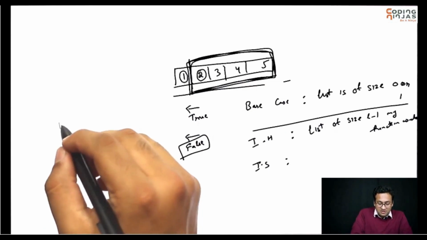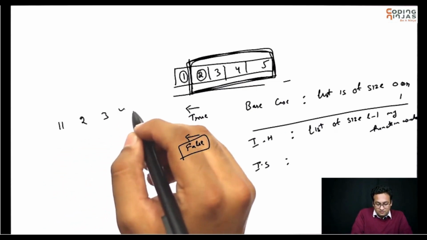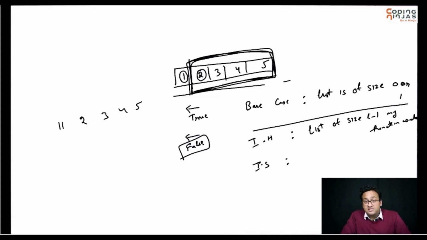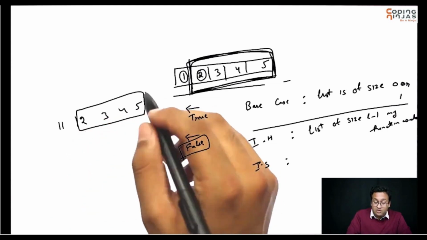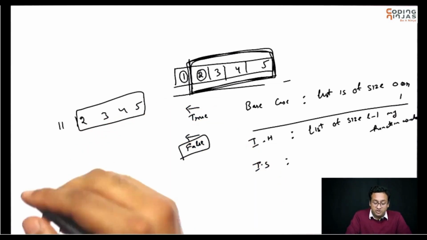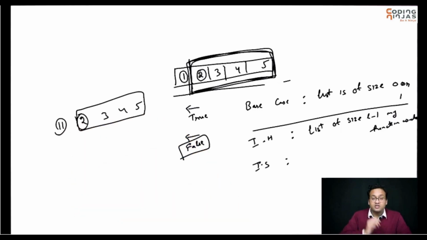For example, let's say this was the list given to me: 11, 2, 3, 4, 5. Now this part, is it sorted? Yes, it is sorted. But is the whole list sorted? It's not sorted because the first element is not smaller than or equal to the second element. So it's not sorted. Okay, so that's how we are going to do this.